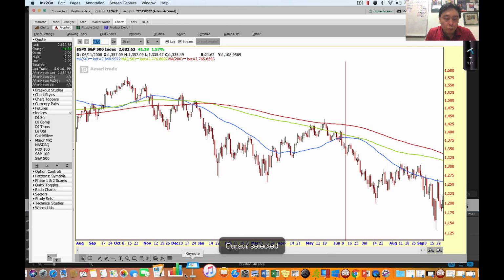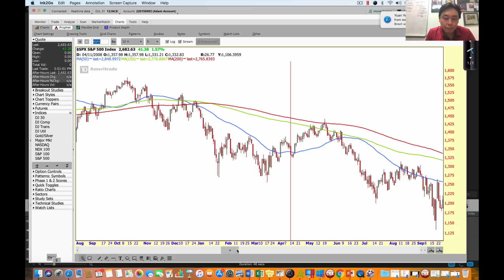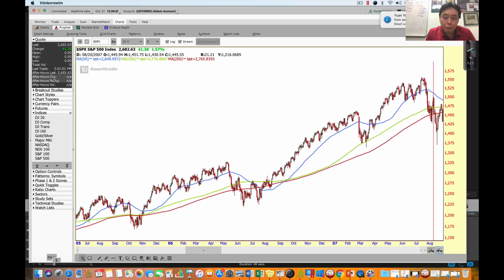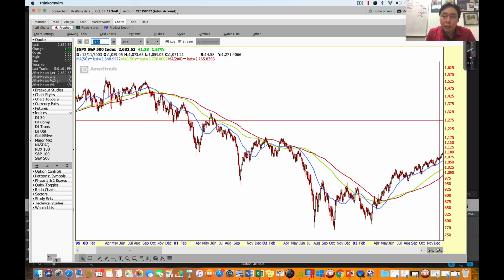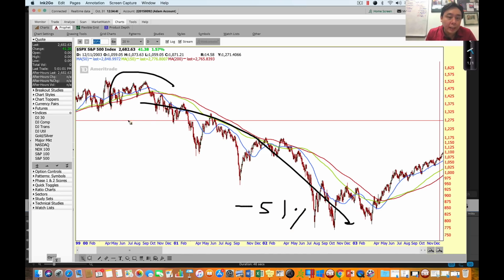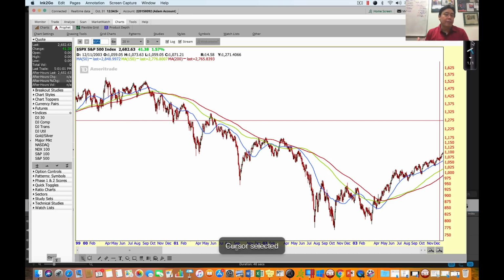And of course, if you zoom back even further, you'll have the previous crisis over here. This was the dot-com crash, where the market fell about 51%. Again, you can see the signal is very clear, with the moving averages crossing down. The moving averages do not predict the future. They just tell you the current direction of the trend.